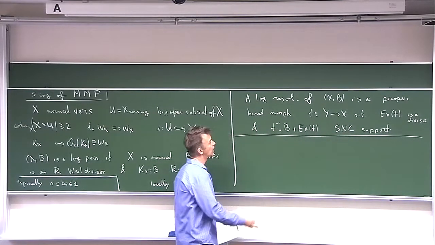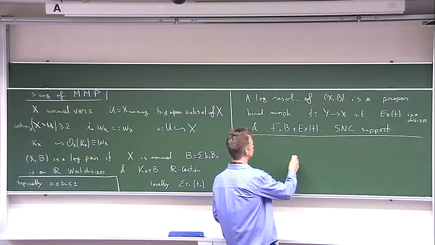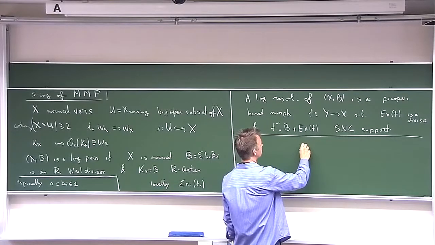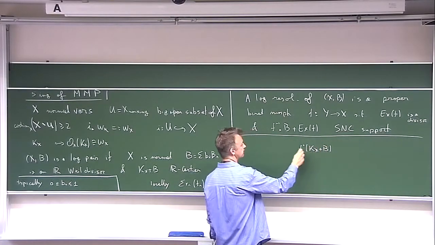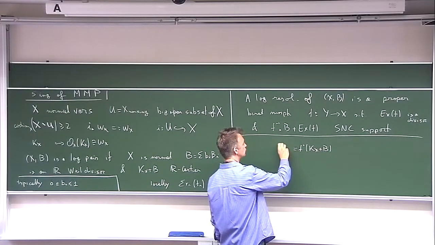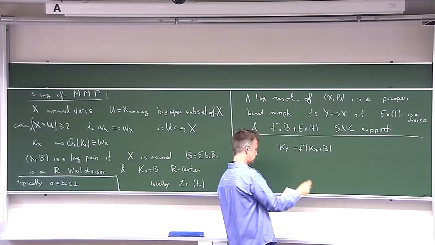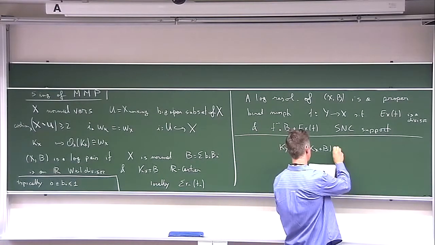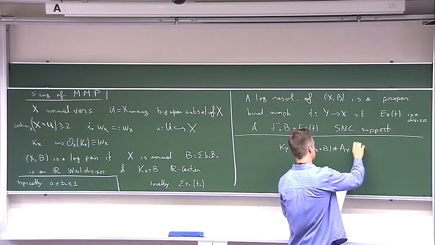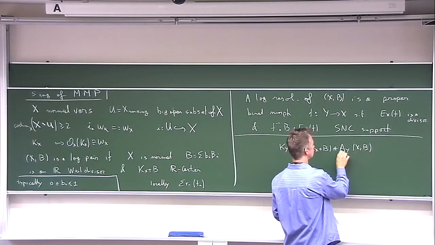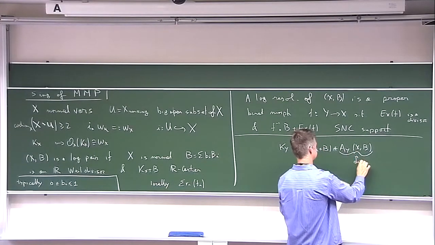Okay, so once you have a log resolution like this, the natural thing to do is to compare the pullback of K_X + B. So this is an R-Cartier divisor. Pulling it back makes sense. You want to compare it to K_Y. And so you write the difference between these two objects as K_Y = f^*(K_X + B) + A_Y(X,B), where this guy here is known as the discrepancy.